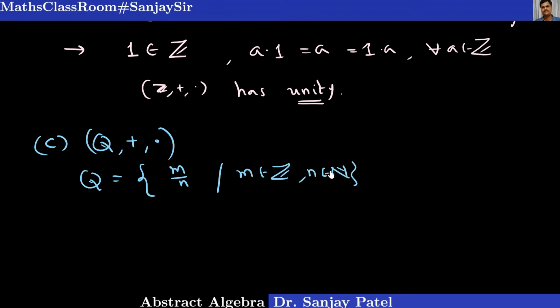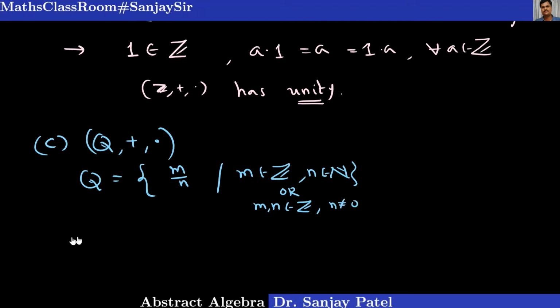So any number of the form m upon n, where m and n are integers, or one can write m and n belongs to Z. This I can replace by this condition also, m, n belongs to Z and n is not equal to 0. Any number of the form m upon n is called a rational number.